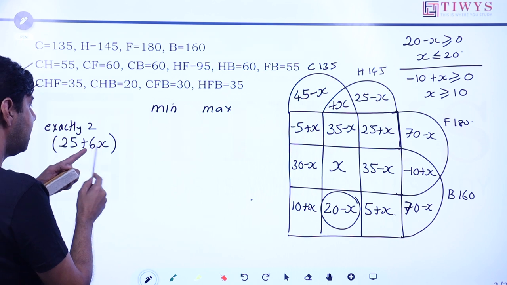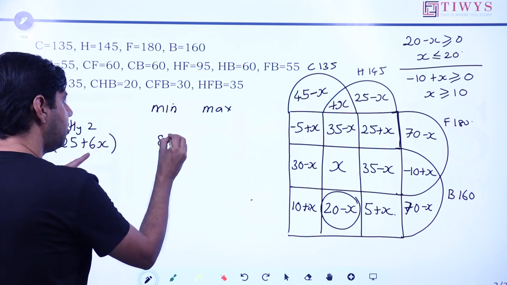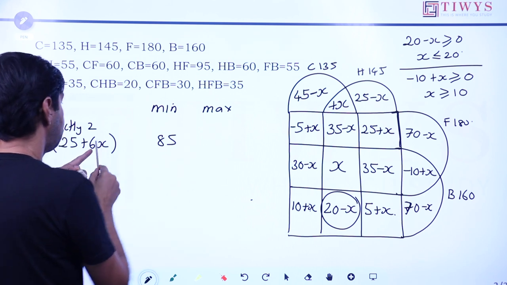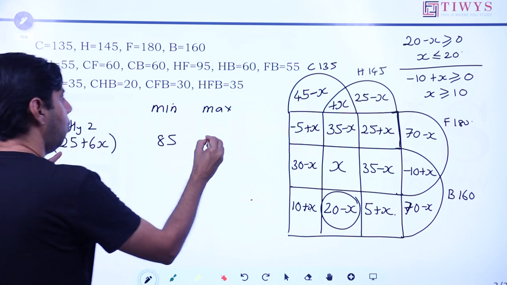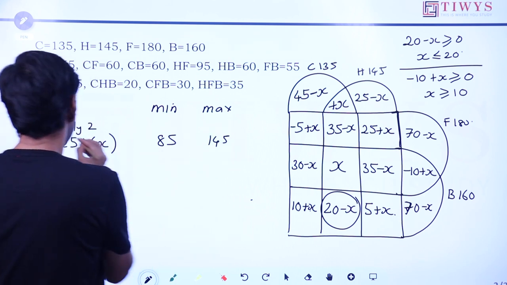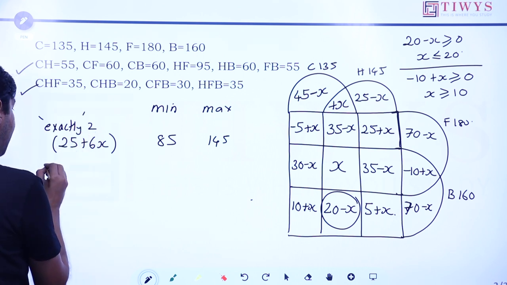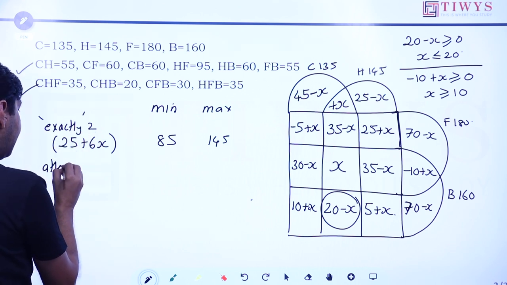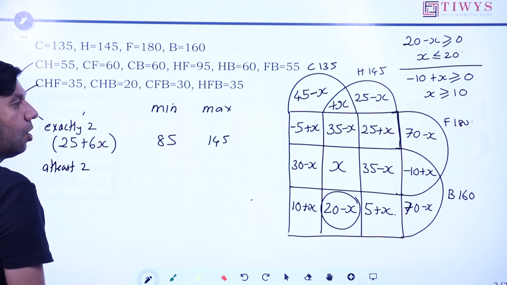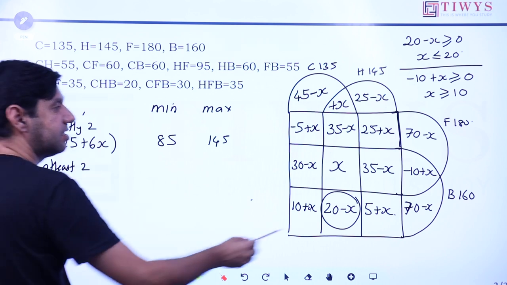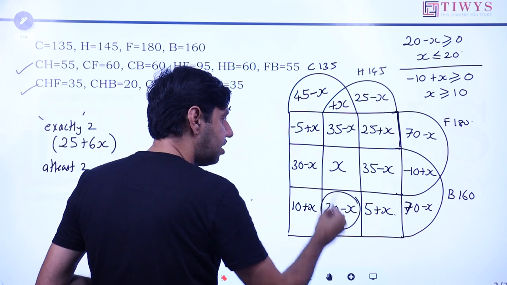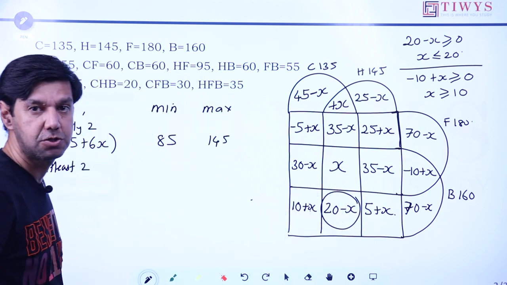Okay, 6 tens are 60. So 85 is going to be the least value. When I add 20, 120, 145 is going to be the maximum. This is for exactly. What if I have an at least 2? In an at least 2, you are going to not only have this exactly 2, but you are going to add these 3 and 4 business also.